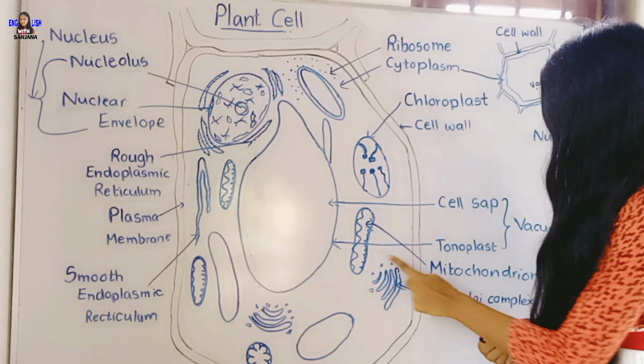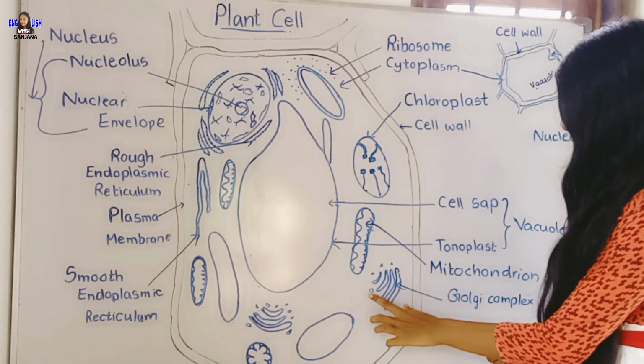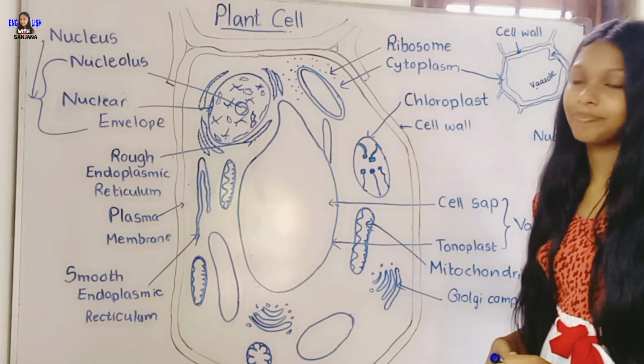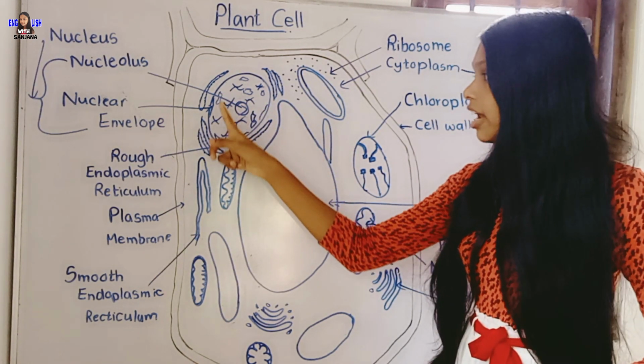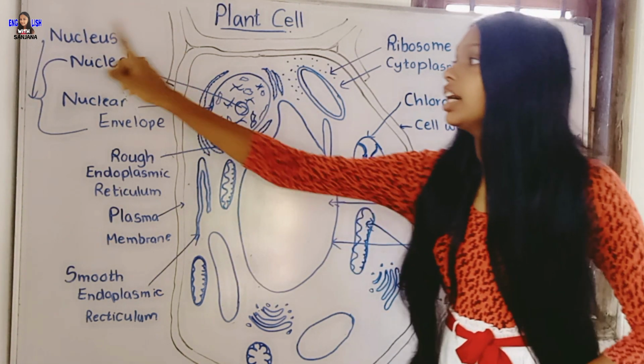Then we have mitochondria. This is Golgi complex. Nucleus and nuclear envelope are the parts of the nucleus.